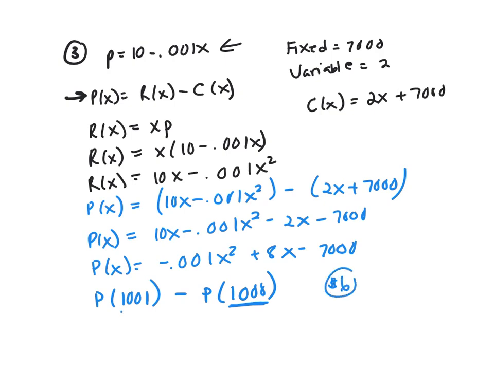And the way you find P of 1,001, you just plug that in for x there, and then do the same thing for 1,000.